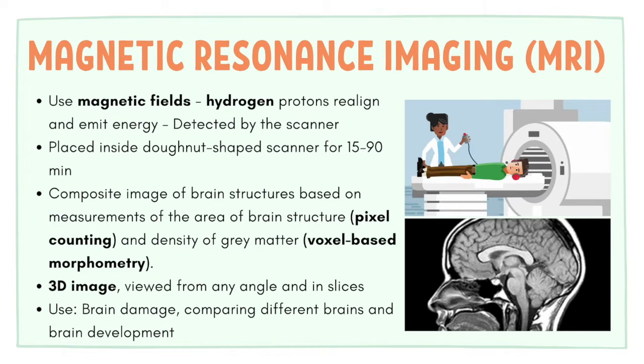The final image that an MRI produces is three-dimensional. So it's a 3D image that can be viewed from multiple angles, and also in slices. MRI scans are usually used to investigate brain damage, comparing the brains of different individuals, such as the London taxi drivers, in comparison to healthy controls. And also to track brain development through lifespan or in relation to a specific task, such as in Draganski's research. They used the MRI to track the development of the brain in relation to learning juggling as a new skill.